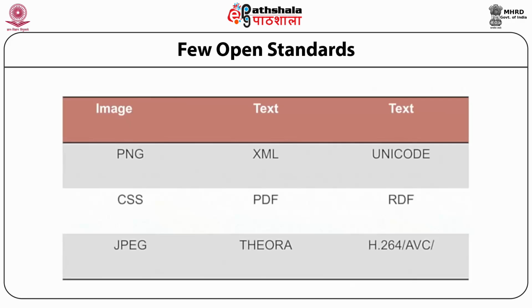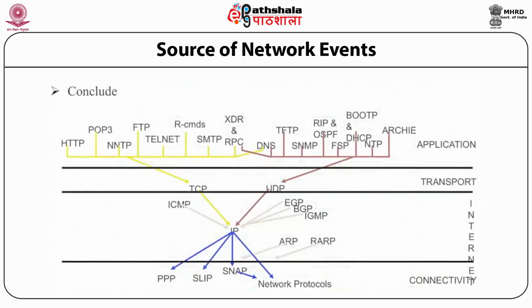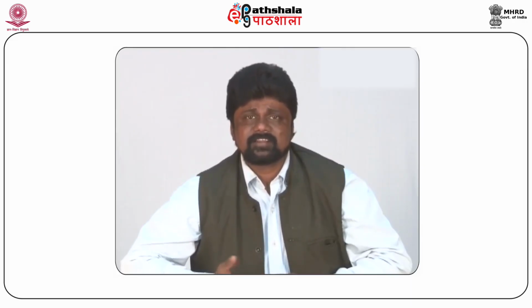A few open standards are like PNG for image, XML is an open standard. As I mentioned, PDF, CSS is a cascading style sheet, MPEG is an open standard, JPEG is an open standard, Unicode for languages, regional language is an open standard. Now recent RDF, H264, all these are coming as the open standards, examples of open standards. HTTP, basic, and the last slide shows so many protocols in various areas, in various levels, transport layer, application, internet layer. So any protocol, you should happen to know, because the standards get changed.